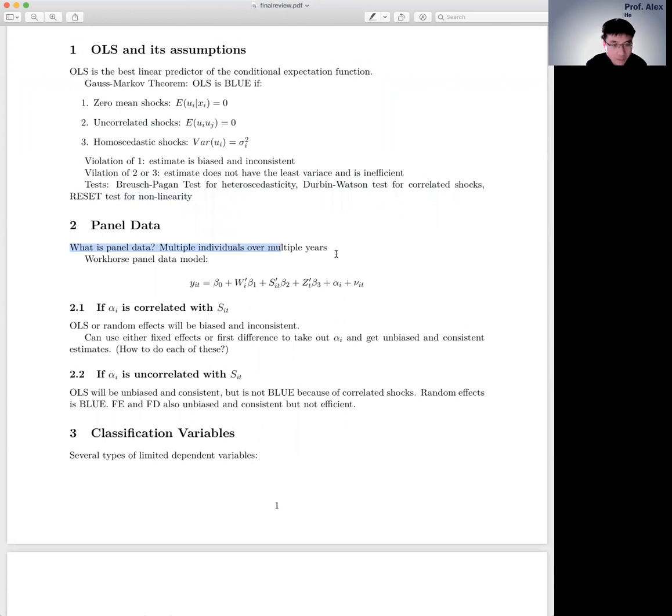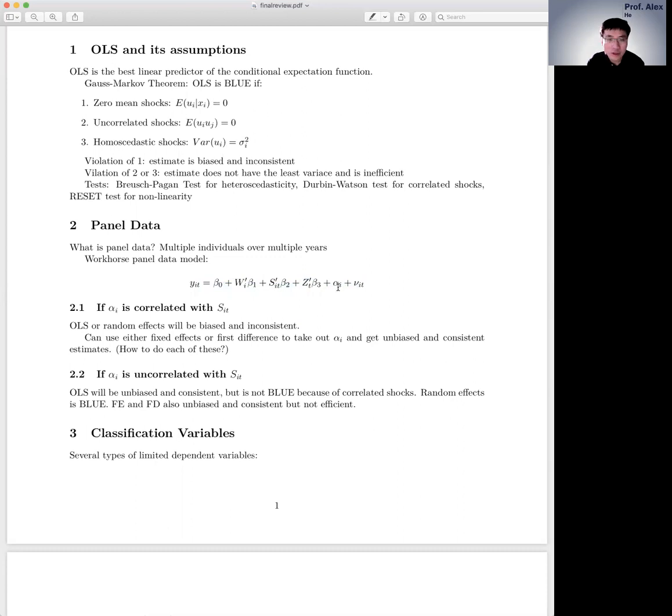So the first subject is the panel data. So panel data is when you have multiple individuals over multiple years, okay? And in the panel data model, you would have a linear regression. However, there are several kinds of variables, ones that are firm or individual specific. So that's the W_i. The ones that vary by both firm and year, that's the S_it. And the ones that only vary by year, but are the same for all the firms, that's the Z_t.